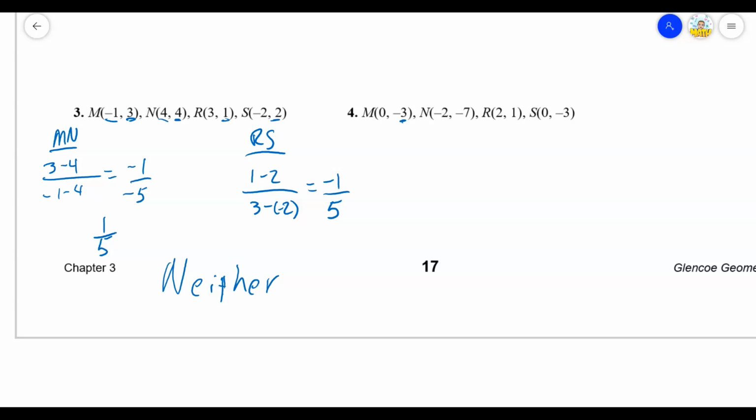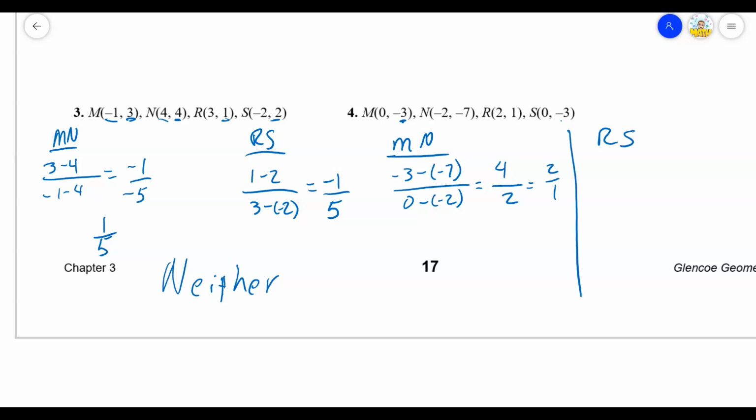Here we want MN, and then we'll do RS. So we have negative 3 minus negative 7, which would really be negative 3 plus 7. Then we have 0 minus negative 2. We've got to watch these positives and negatives. So this is really negative 3 plus 7, which is 4, and this is really 2, or 2 over 1. I'll leave it as such. And now RS, 1 minus negative 3, over 2 minus 0. So this is really 1 plus 3, which is 4, over 2, which is 2 over 1. So here we have a situation where they're parallel.